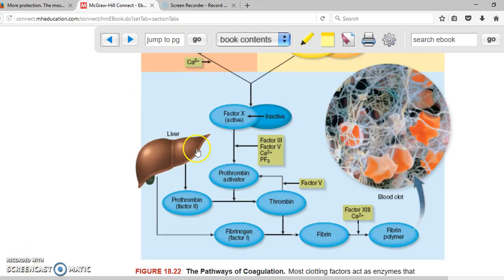Also, the liver produces many coagulating factors, so any disease affecting the liver will affect the coagulating factors. Many clotting factors need vitamin K in order to be created. And vitamin K needs bile from the gallbladder in order to get absorbed. So if you don't have vitamin K, it's because there is a problem with the liver.